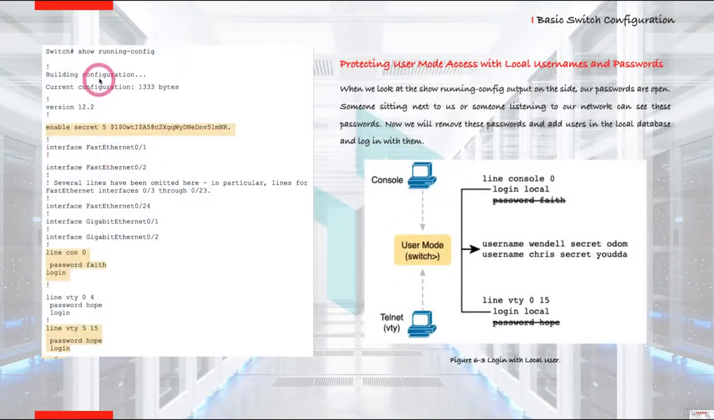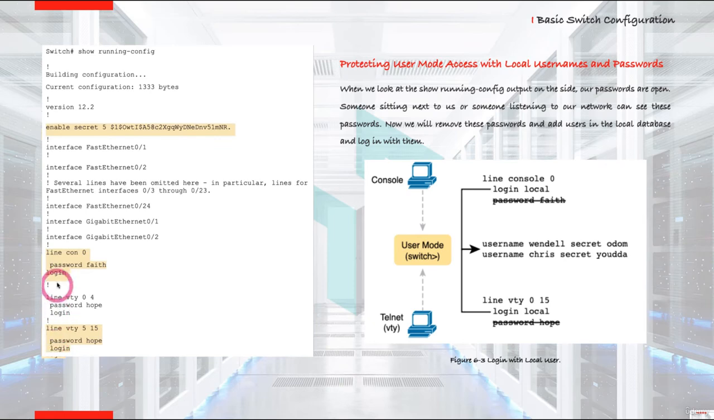Here is a configuration output that has already been done, where our password appears as secret because we use the enable secret command. When we type show running config in the command line, it shows all the configuration that is running on our device. When we look here, our passwords appear open, and when someone next to us looks at this, they can see our passwords.